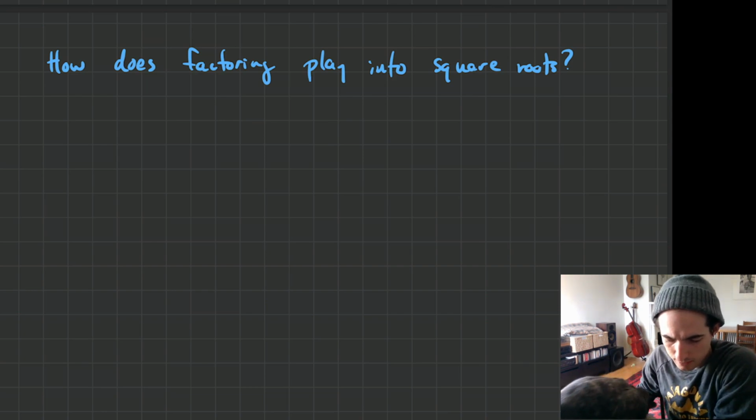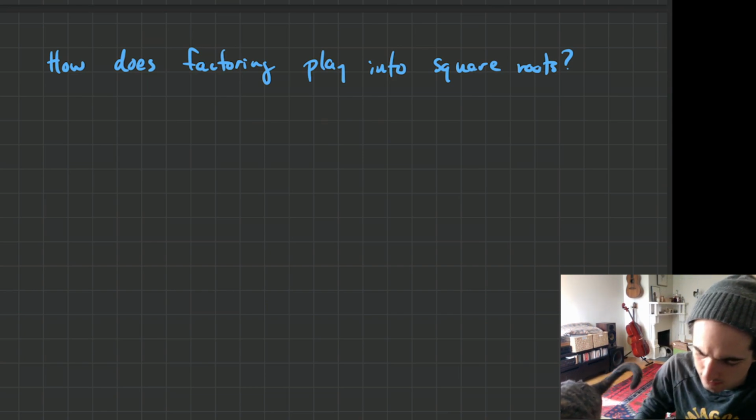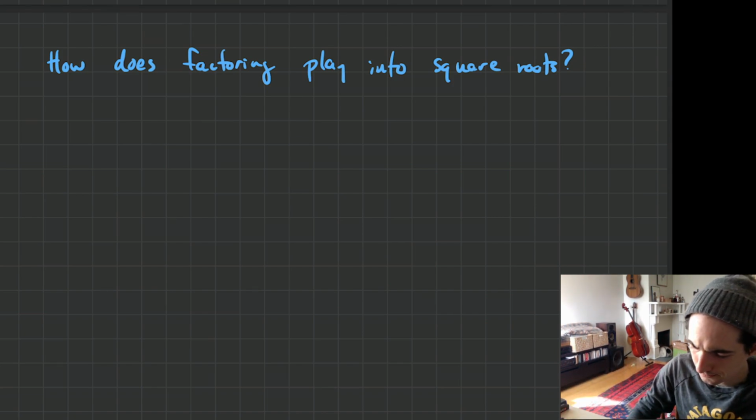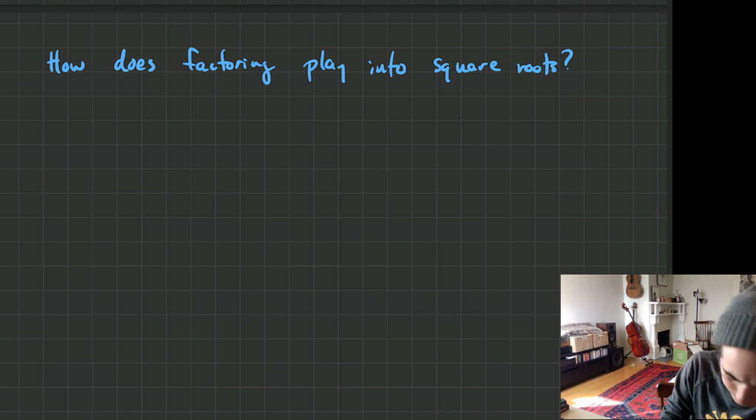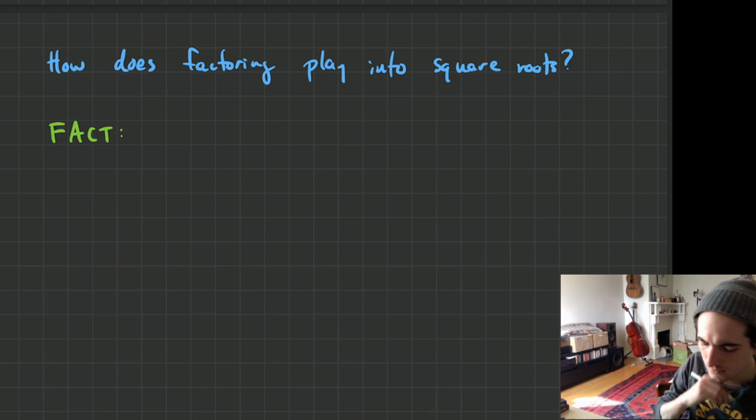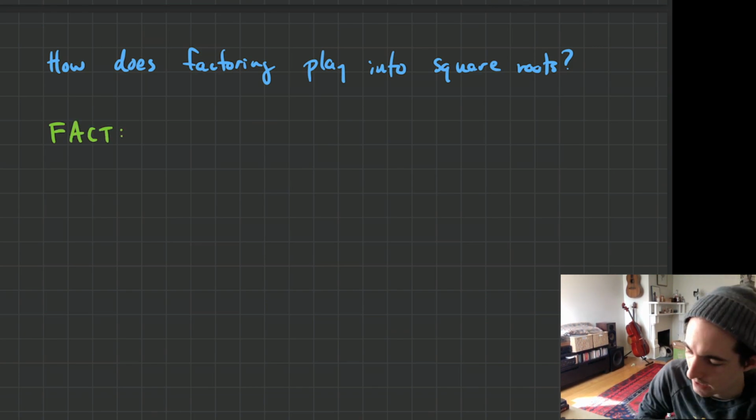Okay, how does factoring play into square roots? How does it play into square roots? Well, I'm going to give you a fact. This is a fact that we just have to sort of accept. We're not going to derive it or anything like that.